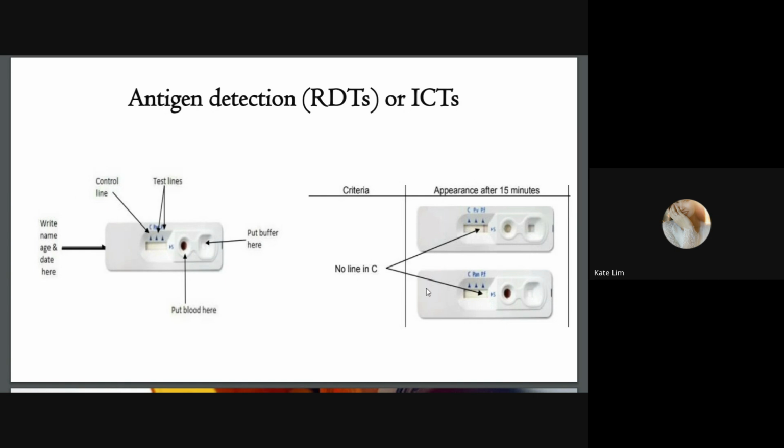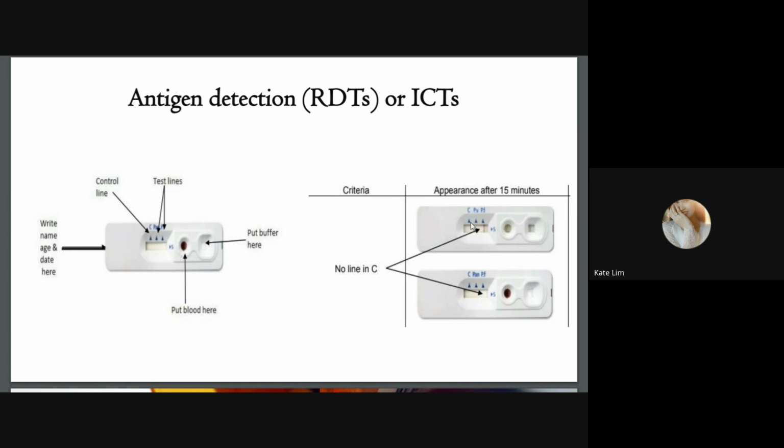All right? So this C stands for control. This we have here PV. This stands for Plasmodium vivax, Plasmodium falciparum. These are the test lines. PAN stands for all Plasmodium: vivax, malariae, or ovale.